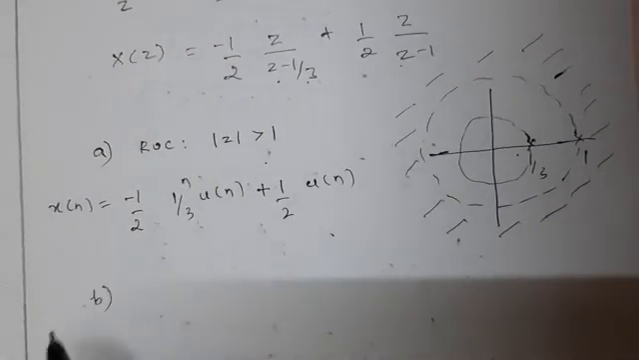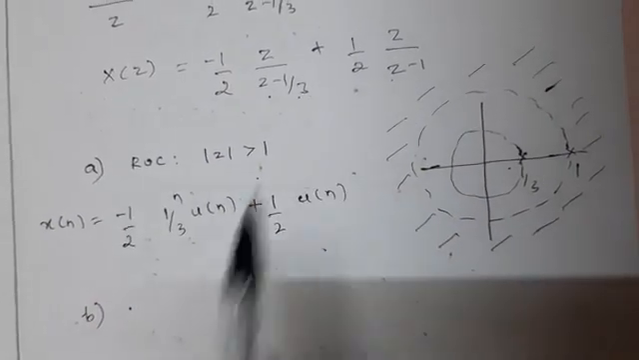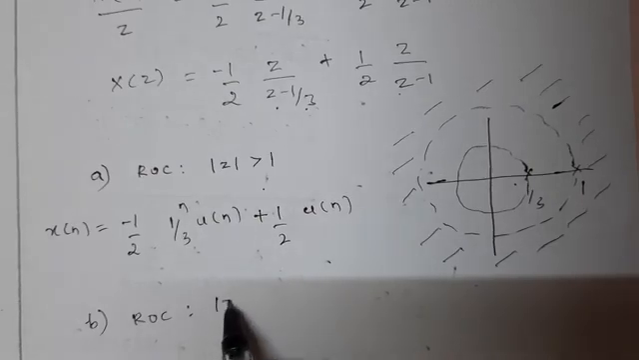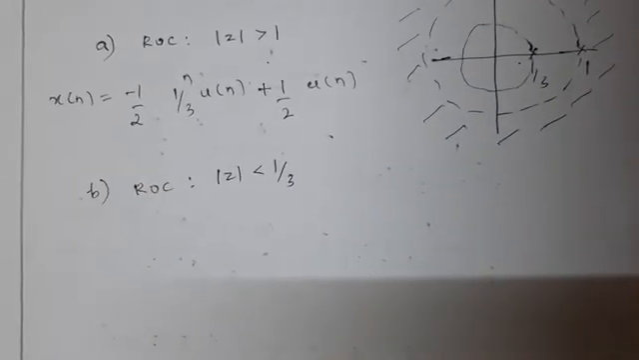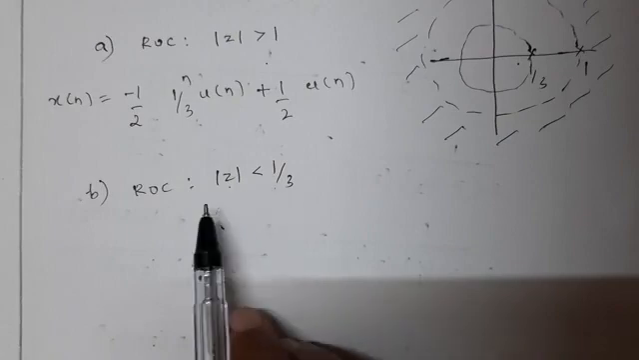Similarly, next ROC they have given. This equation will remain the same for all the ROC cases, but depending on ROC, your x of n will change. It is positive time exponential, negative time exponential, and so on. ROC is now Z less than 1 by 3. For this you are asked to find x of n.